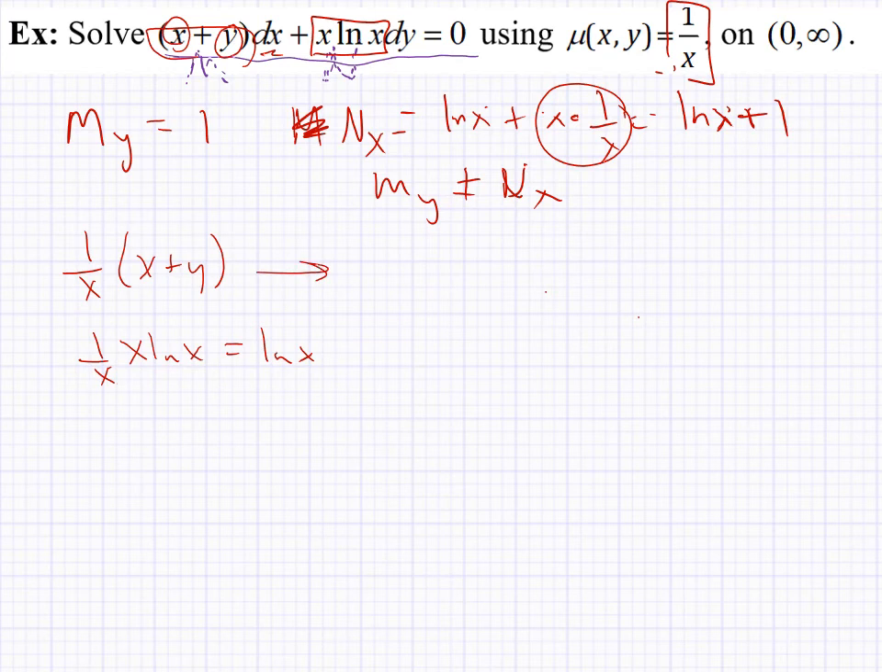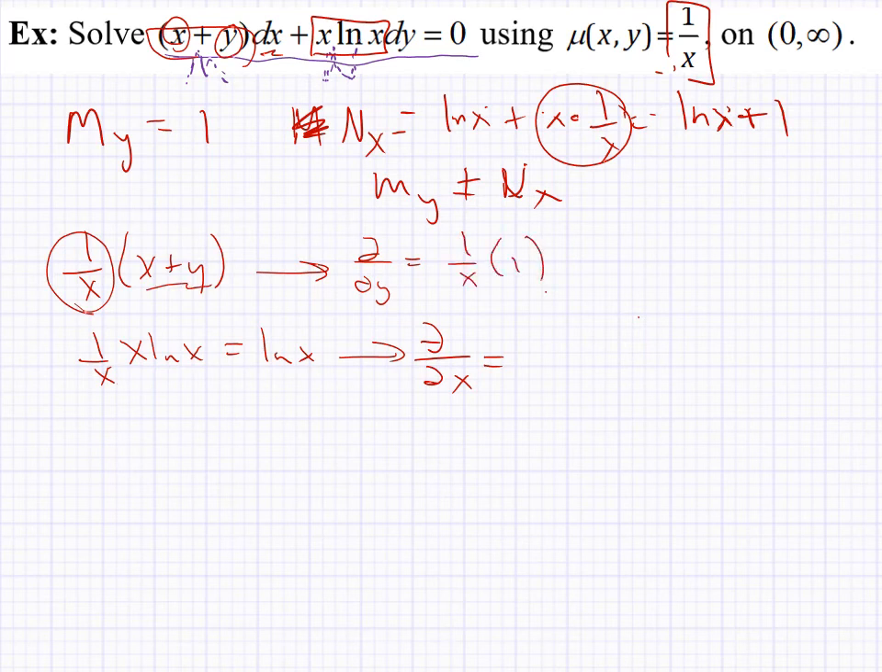And then I looked at the partial of this one with respect to y, and the partial of this one with respect to x. And what am I going to get? Well, with respect to y, this is a constant multiple, so that's going to come out. And this with respect to y is still going to be 1, so I'll get 1 over x times 1. And this with respect to x is going to be 1 over x. And what I get is that these things do equal each other.